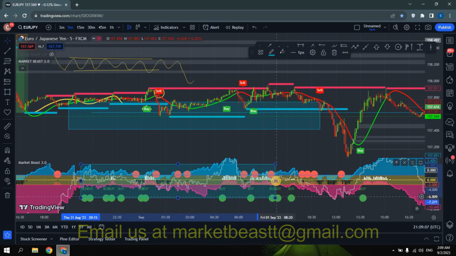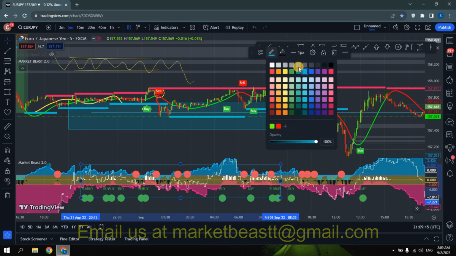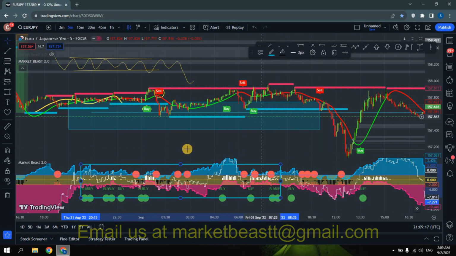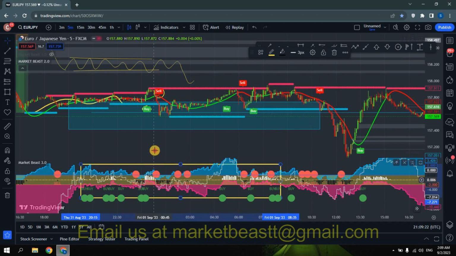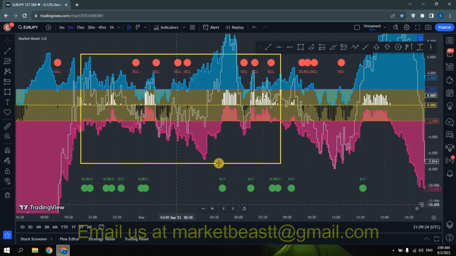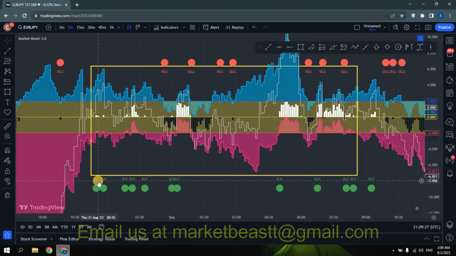From here to here, how? Look at this zone just on market base 3.2. How messy the things are. First we got buy signals, but the volume was too low. The candle was too small.